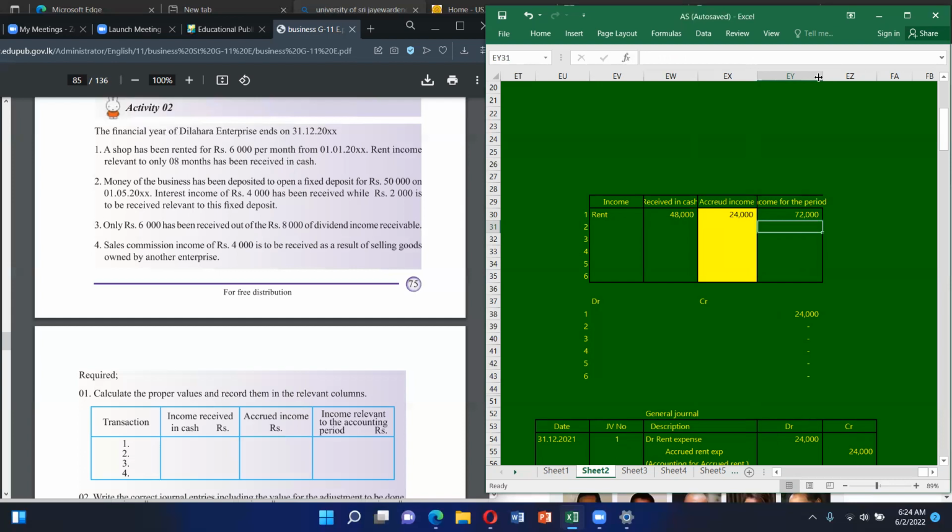Second one, Minuti. Money of the business has been deposited to open a fixed deposit of 50,000 rupees. Interest income of 4,000 rupees has been received, while 2,000 rupees is to be received relevant to this fixed deposit. Write down interest income, 4,000 received. And how much is to be received? 2,000. So altogether your income is 6,000.